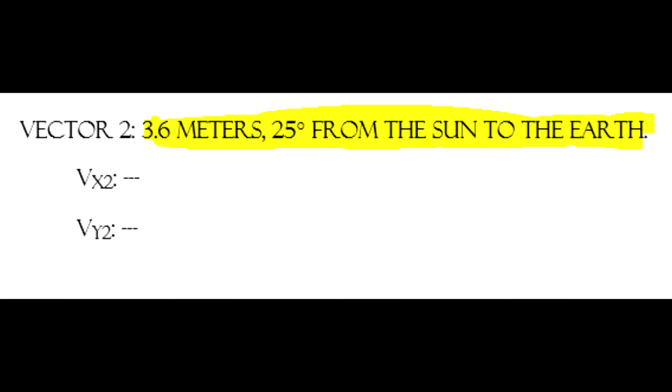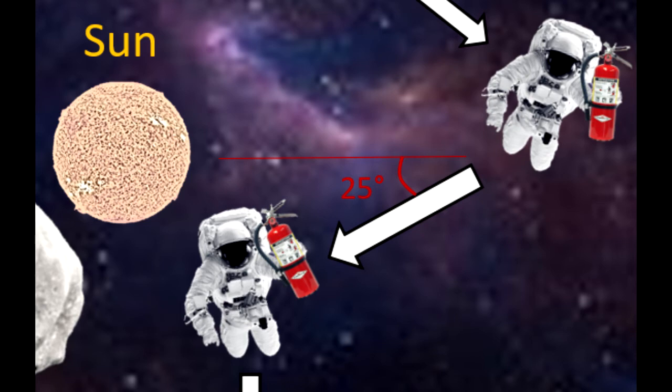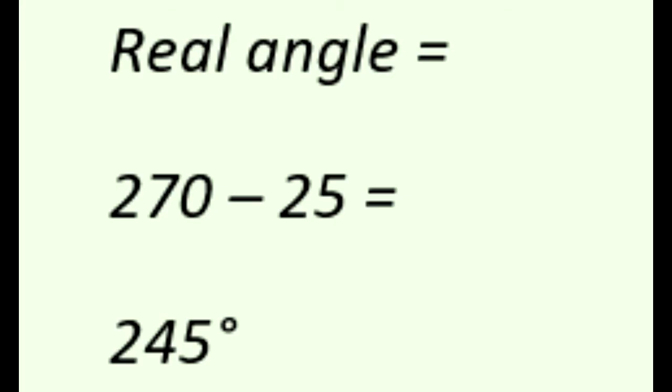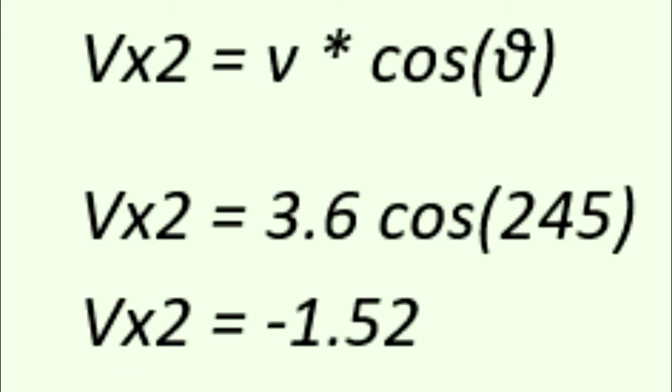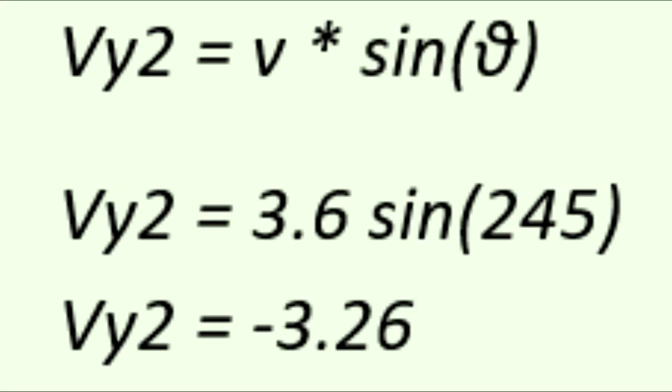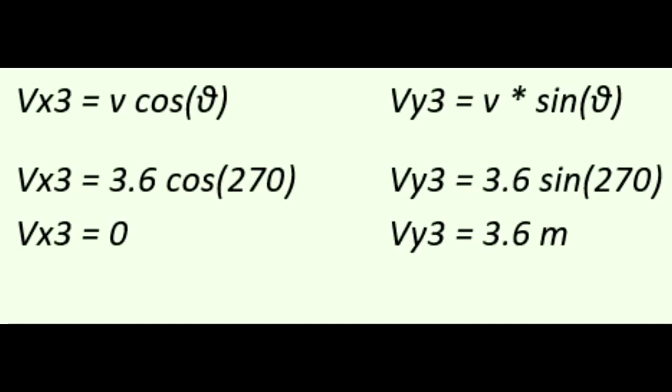Vector 2 has a magnitude of 3.6 meters and a direction of 25 degrees from the sun to the earth. Alexander gets a real angle by imagining the Cartesian plane. He then sums 270 minus 25, and this equals 245. With this information of the real angle, he proceeds to get the components of the vector. Now we have the equation Vx2 equals v times the cosine of the angle. Then he substitutes the value. Vx2 equals 3.6 times the cosine of 245. That equals minus 1.52. Then he proceeds with the component of y, and it's going to be v times the sine of the angle. And when we replace the values, it is 3.6 times the sine of 245, which equals minus 3.26. He repeats this process with the rest of the vectors.